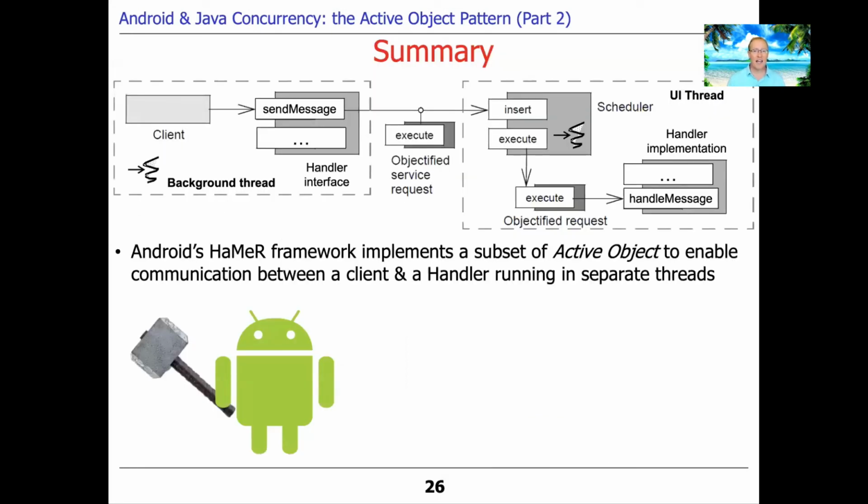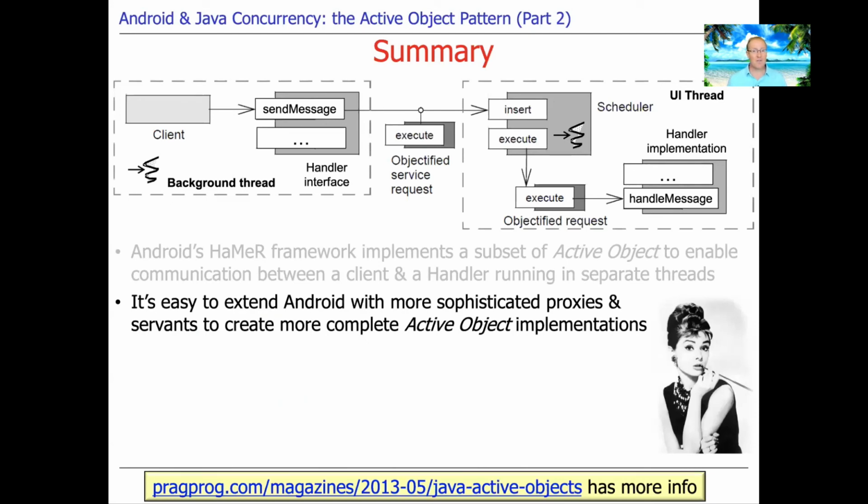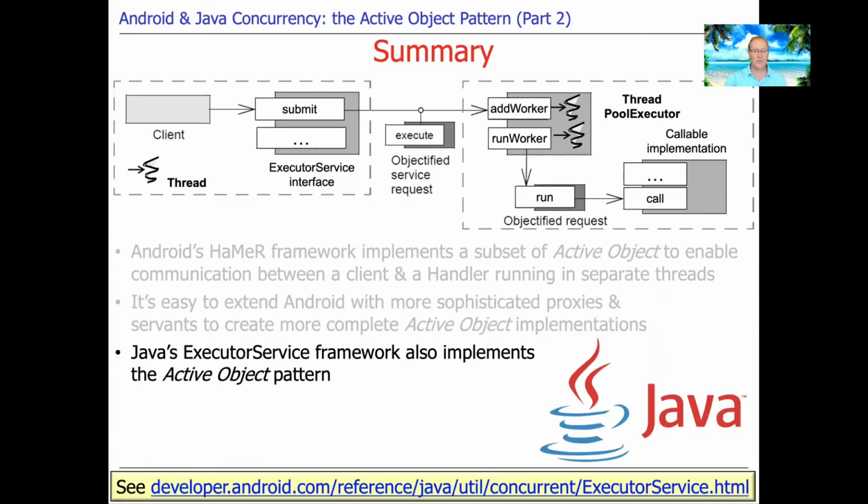So to wrap up, the Android Hammer framework implements this nice subset of the active object pattern, a very canonical subset. This is very common for people who don't need to go all the way with all the mechanisms that you would get with the full-blown active object pattern, just passing messages around in ways that allow two-way asynchronous communication. And it allows communication between a client and a handler that are running in separate threads of control. Now, if you really want to implement the whole shebang, you can extend Android with more sophisticated proxies and more sophisticated servants in order to create more canonical and complete active object implementations. And if you take a look at the link at the bottom of the slide, you can find out how you could do that. It's pretty cool.